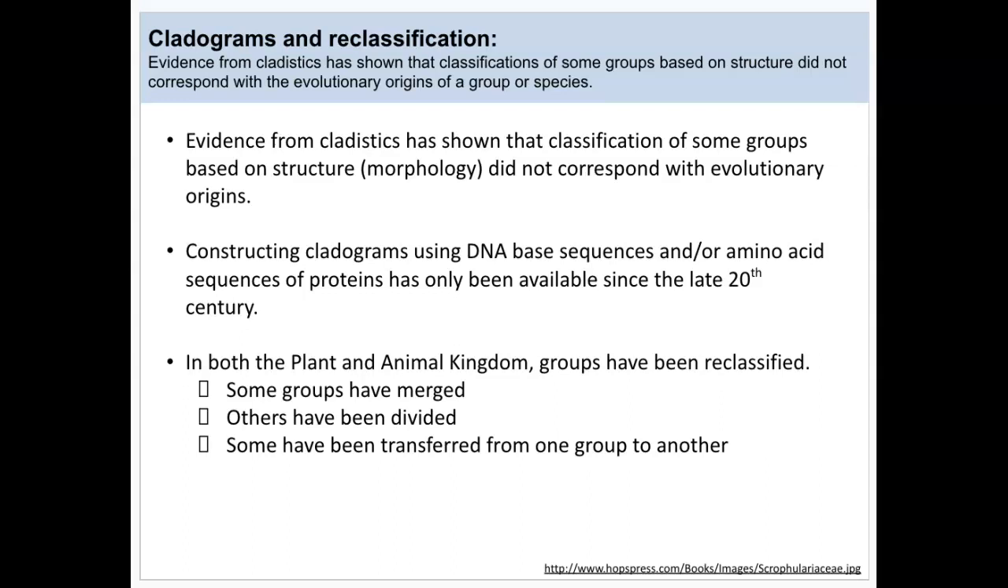DNA is always the best evidence, and so because of that, it caused us to have to regroup certain organisms. Some organisms were placed in the wrong clades and had to be moved to others. Some organisms needed to be merged together into similar clades. It really just depends on the ones that we're talking about, but we did have to reclassify many organisms in both the plant and animal kingdom.